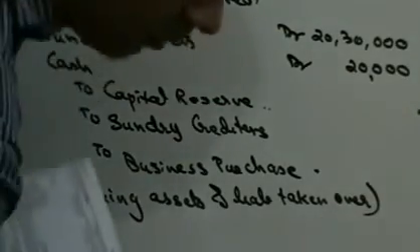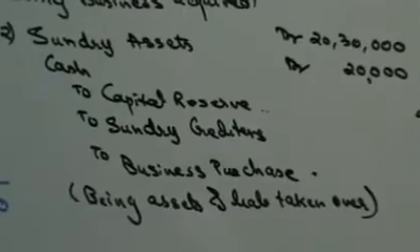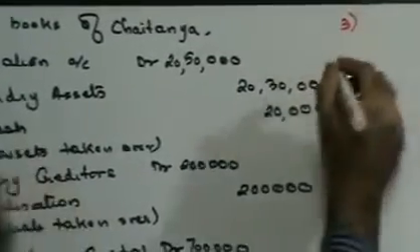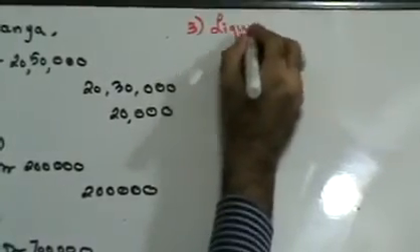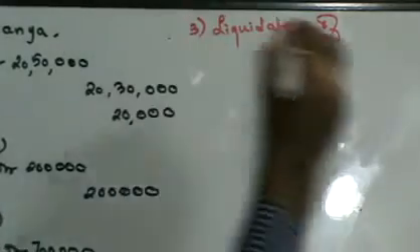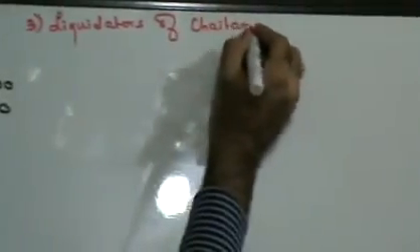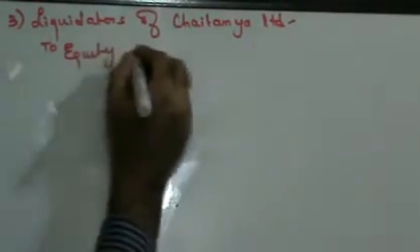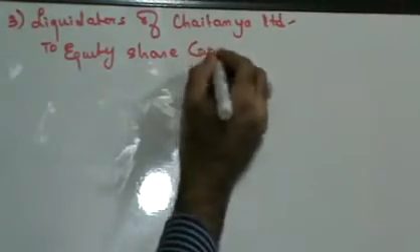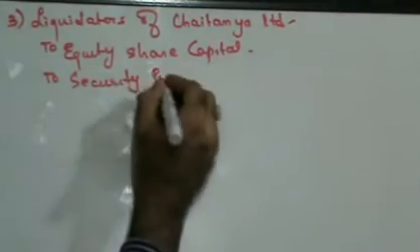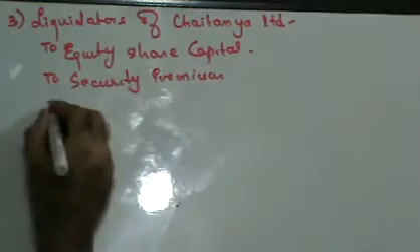Now once you've taken over assets and liabilities, then you have to pay the PC. Let's see how we pay. That is the receiver. Liquidators of Chaitanya Limited to equity share capital, to security premium, to cash.